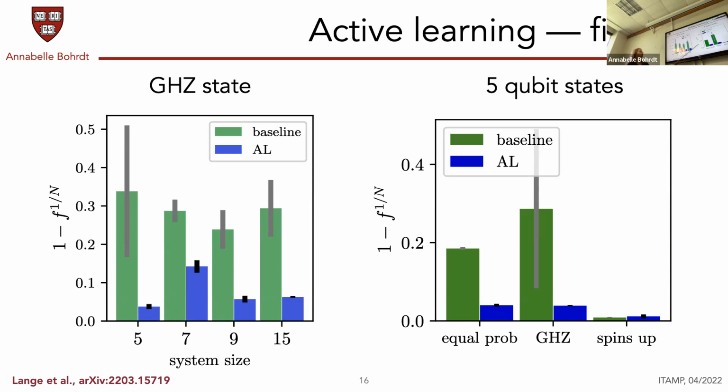We can also do the same thing for different states. Here, for example, we looked at a state with 5 qubits where all spins are pointing up. This is kind of trivial. In this case, both perform very well, because it's very easy to just measure in the Z basis and get a lot of information from that.